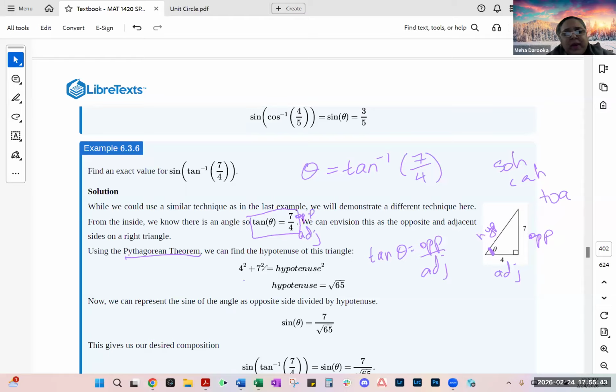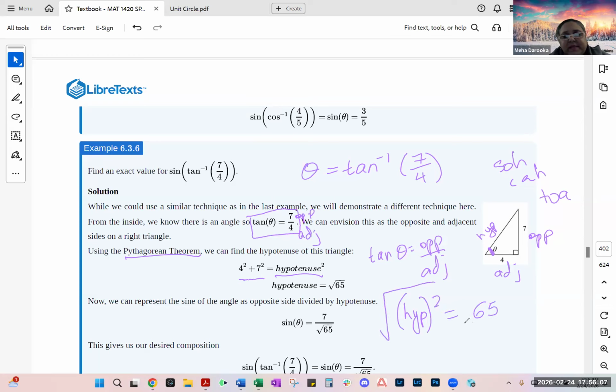So we do 4 squared plus 7 squared, which is our a squared plus b squared, right? And the hypotenuse is the c squared. So 4 squared plus 7 squared equals the hypotenuse squared. 4 squared will be 16, 7 squared will be 49. When we add it together, it comes out to be 65, right? So you've got hypotenuse squared equals 65.